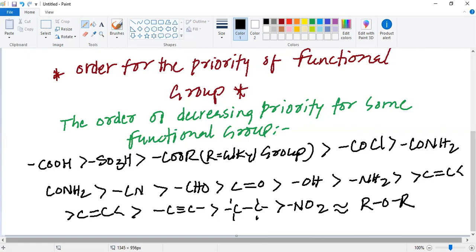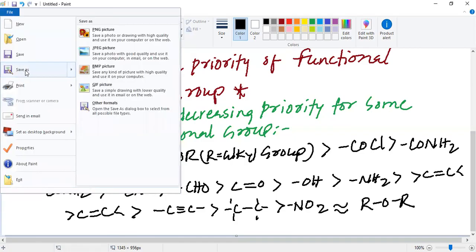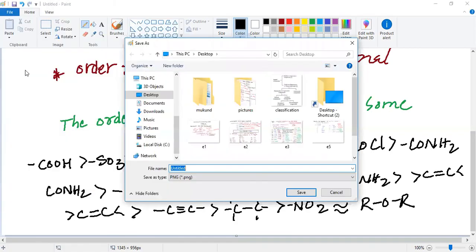So this is how, my dear students, we understand the order of the priority for the various functional groups. These are very important points which you must know, or which you should learn well. If you learn them, it will be very easy for you to give the names for any organic compounds. So this is how we understand how to give the various names to the various organic compounds.